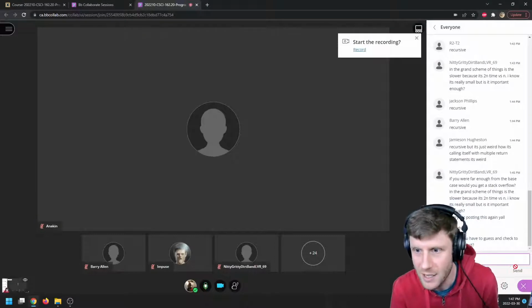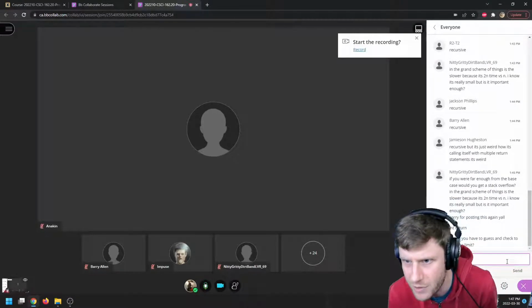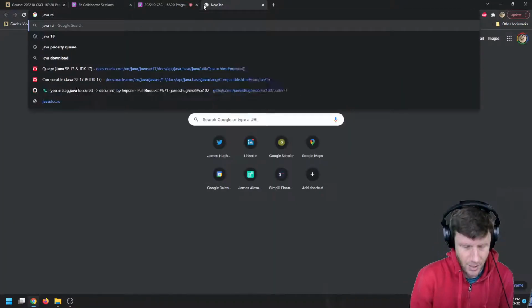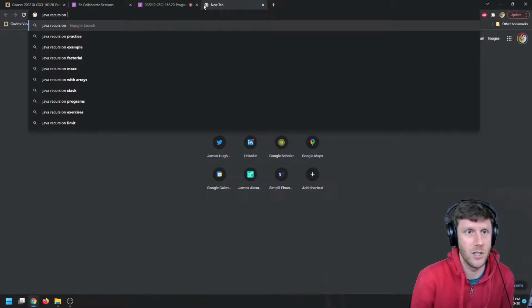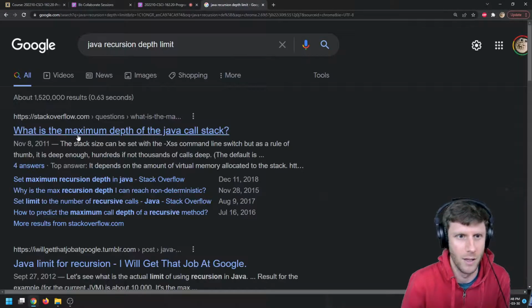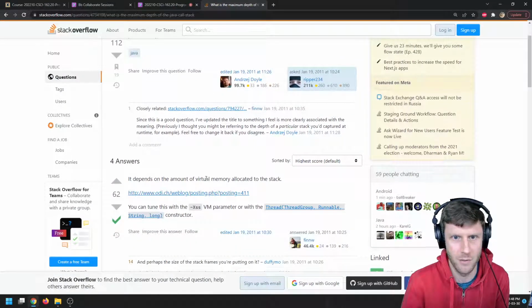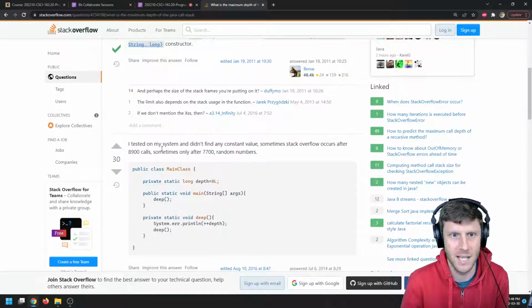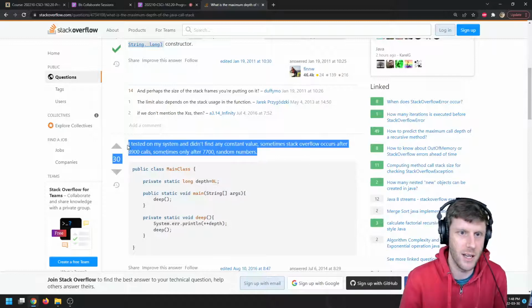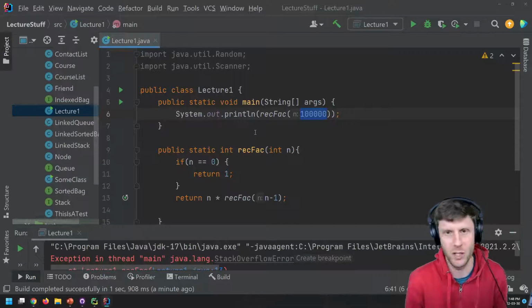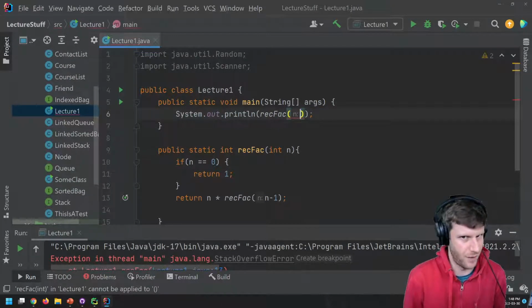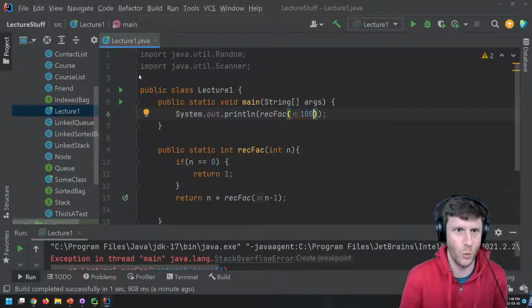Would you have to guess and check to find the limit? There is a limit. Let's see. Java recursion depth limit. What is the maximum depth of Java? It depends on the amount of virtual memory allocated to the stack. I tested on my system and didn't find any constant values. Sometimes stack overflow after 8,000. There is a number, and it's going to be dependent on how much memory Java gets allocated. But a lot of times it would be fine. But like if I do 100, we're going to be just fine.